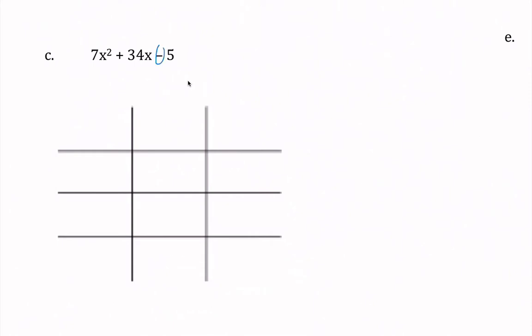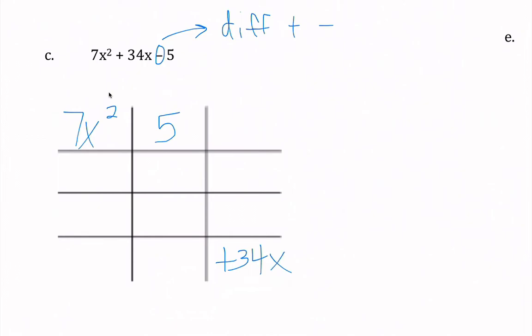Okay, always start by looking at your last sign because it tells you, since it's a minus, that my two signs will be different. So I know I'm going to need 1 plus and 1 minus. I'm going to put my first term in my first box, my last term in the box beside it, and my middle term, including the sign, in the last box. All right, so I need to find my factors of each of these. My factors of 7x squared is 7x times x. My factors of 5 is 1 times 5 and 5 times 1.